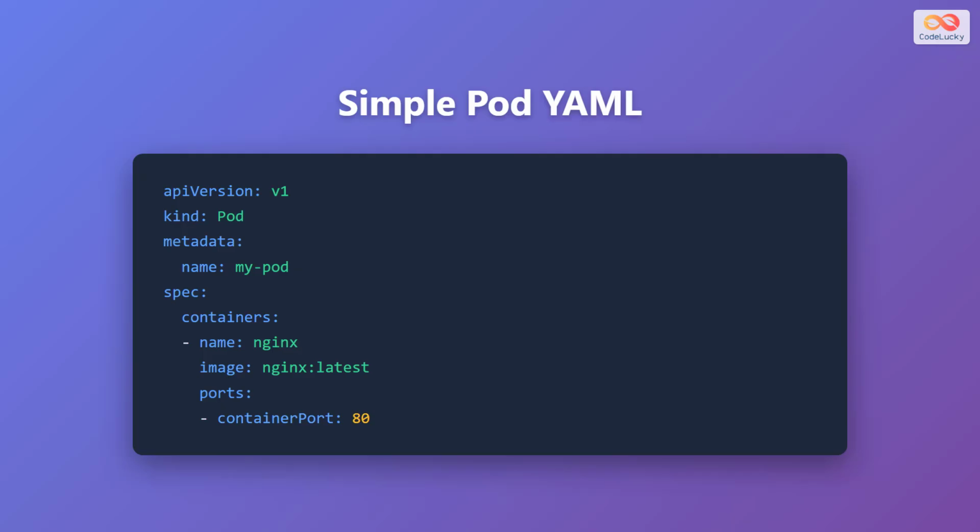Here's what a basic pod definition looks like in YAML format. The API version is v1 and the kind is Pod, which tells Kubernetes what type of object we're creating. In the metadata section, we define the pod's name, which in this example is my-pod. The spec section is where we define the containers. Here we have a single container named nginx, using the nginx:latest image from the container registry. We're also exposing container port 80, which is the default HTTP port for Nginx. This simple YAML file is all you need to create and run a pod in Kubernetes.